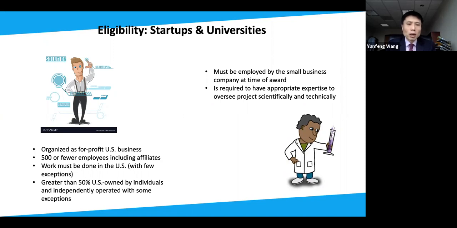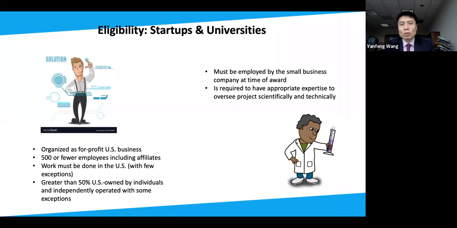All of the SBIR and STTR work needs to be done in the US. For example, if you consider using a vendor or subcontractor overseas, like in India or China, because their cost is much lower, you cannot do that. And also, who are the major investors of your company? That will define whether you are a United States company or a foreign holding company.